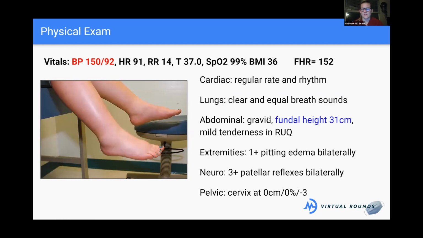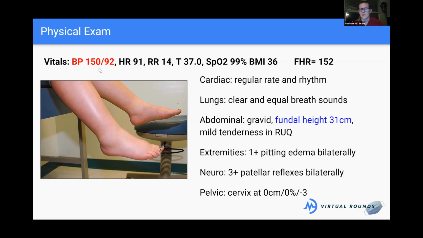And now we're to the physical exam. So this will be for the objective portion of the note. We always start with looking at her vitals, and right off the bat, we're very concerned that her blood pressure is 150/92. This is already concerning in a person who's not pregnant because they are definitely hypertensive, but we're even more concerned about it because of her pregnancy status.